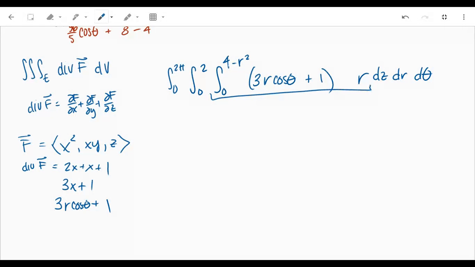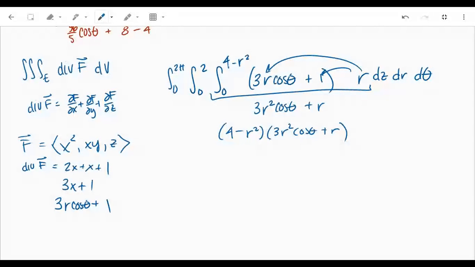So this integral first, I'm going to distribute the r. So it'd be 3r squared cosine theta plus r squared. When I integrate with respect to z, there's no z here, so it's just going to be 4 minus r squared times 3r squared cosine theta plus r. Since next I wanted to integrate with respect to r, I'm going to expand that. I'll have 12r squared cosine theta plus 4r minus 3r to the 4th cosine theta minus r cubed.